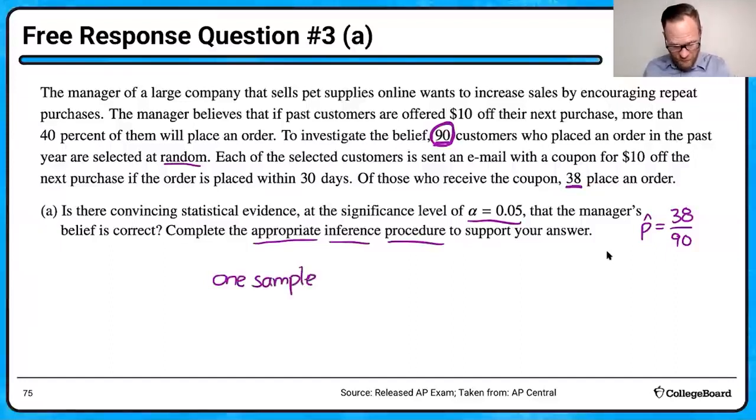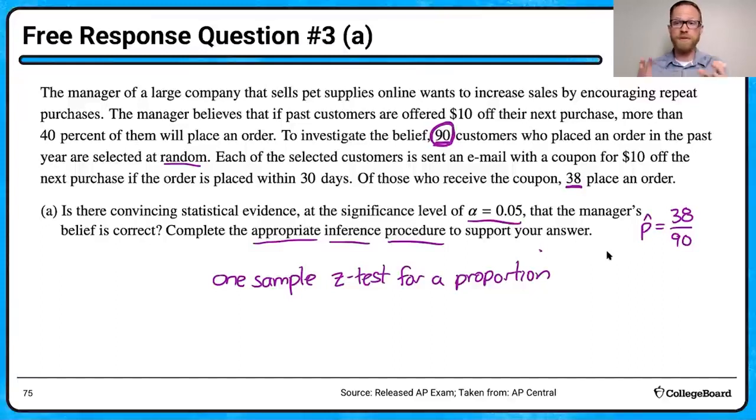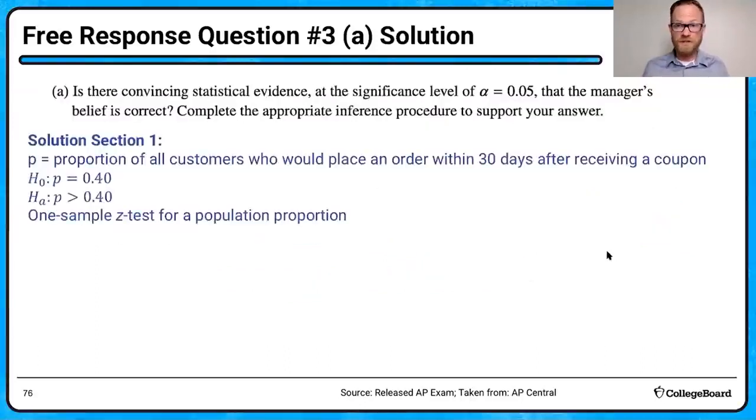And because we're in the world of proportions, this is going to be a z-test for a proportion. So that is the inference procedure. One of the first things we want to do is identify that inference procedure. So let's look at the first part of the model solution. I'm going to present the model solution in 3 different parts because that's the way that the rubric is written. So here's part 1, section 1 of our solution.